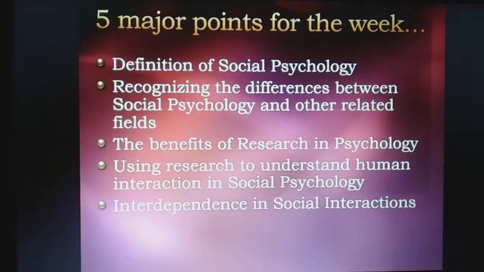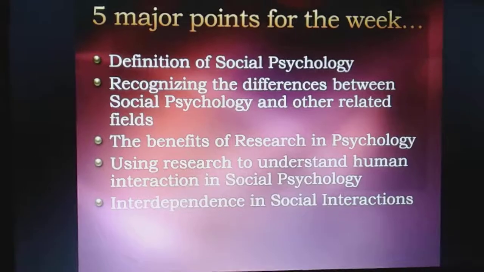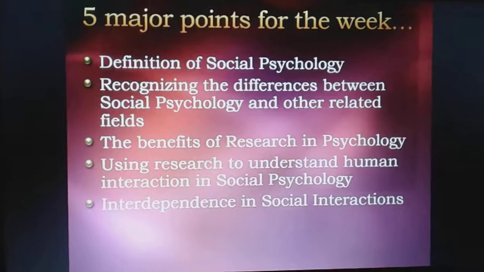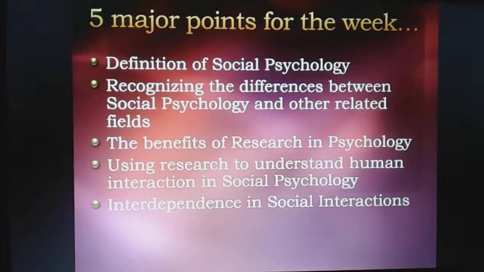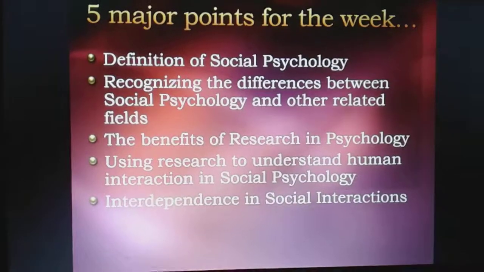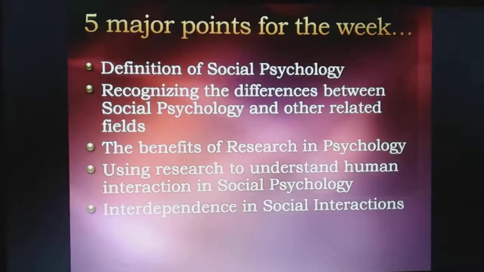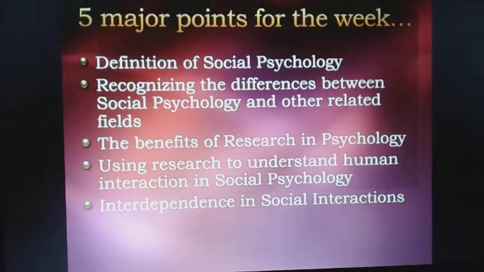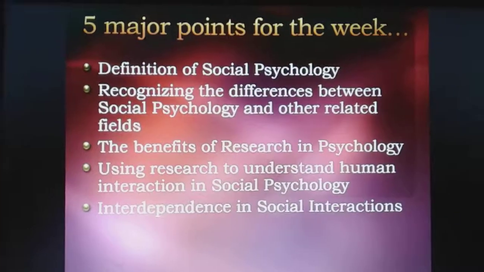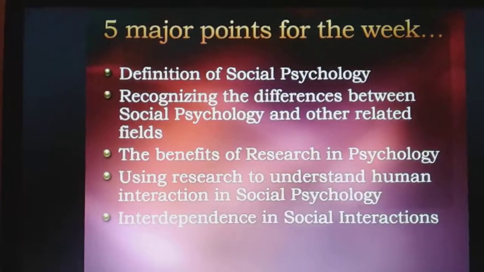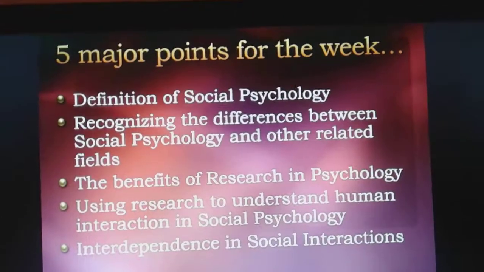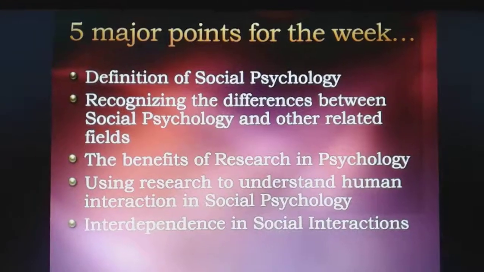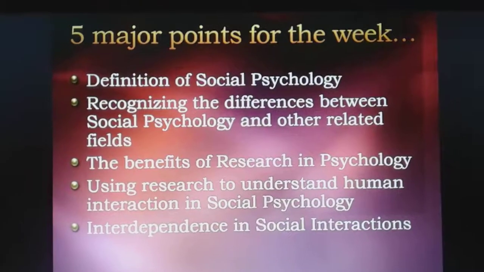The first one I'm going to review is the definition of social psychology. Number 2 is recognizing the differences between social psychology and other related fields. Number 3, the benefits of research in social psychology. Number 4, using research to understand human interaction in social psychology. And number 5 is the interdependence in social interactions, primarily the interdependence theory by Seibel and Kelly in The Social Psychology of Groups, written in 1959.